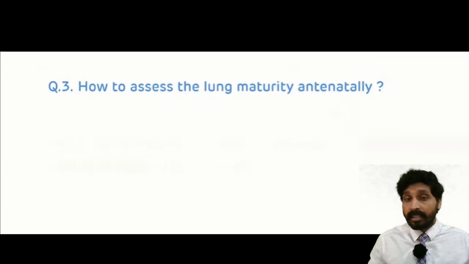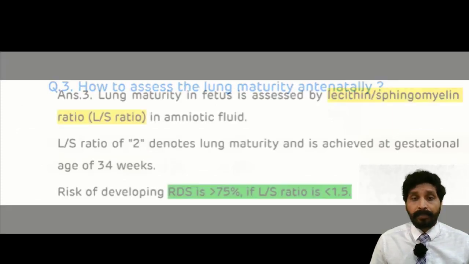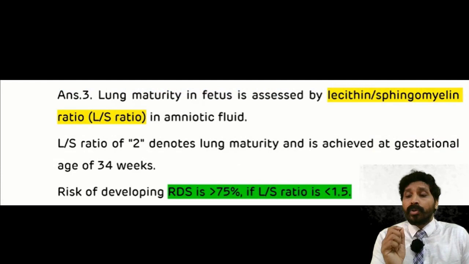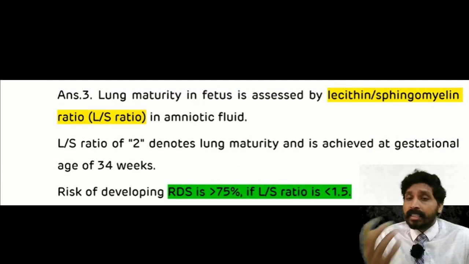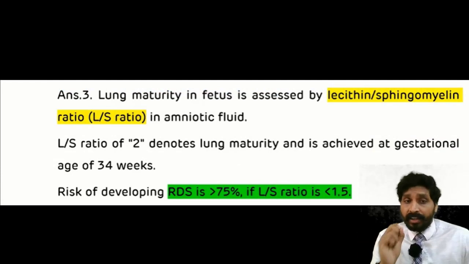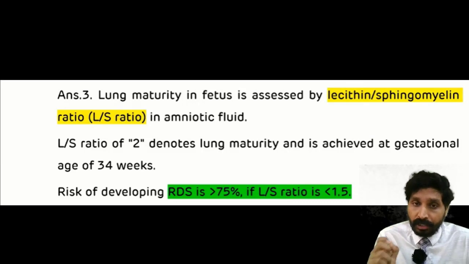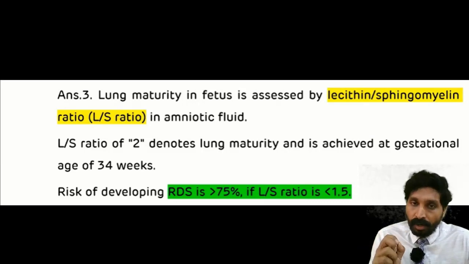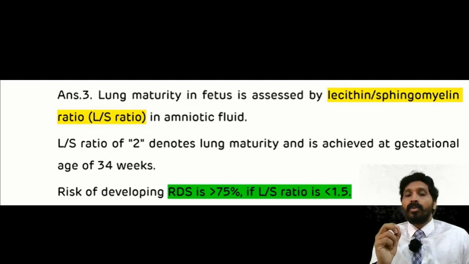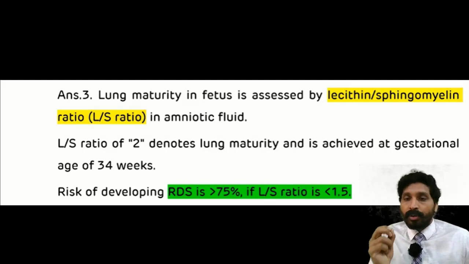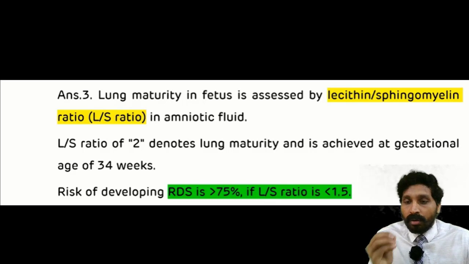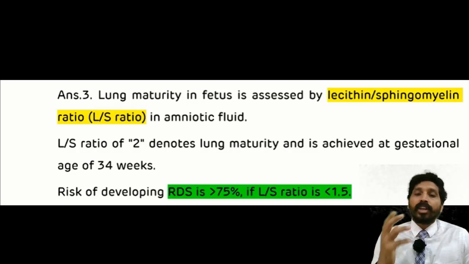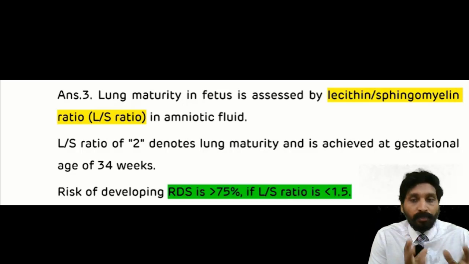Then how to assess lung maturity antenatally? The lung maturity in the fetus is assessed by the lecithin sphingomyelin ratio, popularly the LS ratio, in amniotic fluid. Based on the normal value, you can make out whether the lung is matured or not. An LS ratio of 2 is the normal value. An LS ratio of 2 denotes lung maturity and is achieved at a gestational age of 34 weeks.